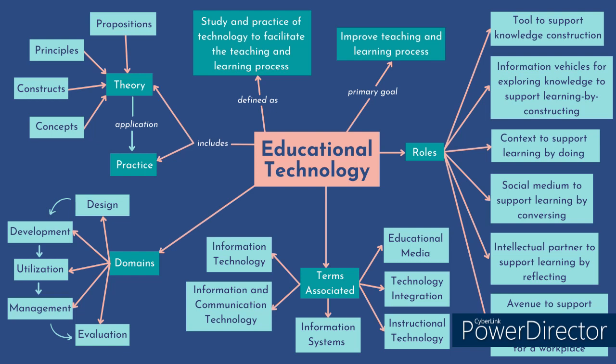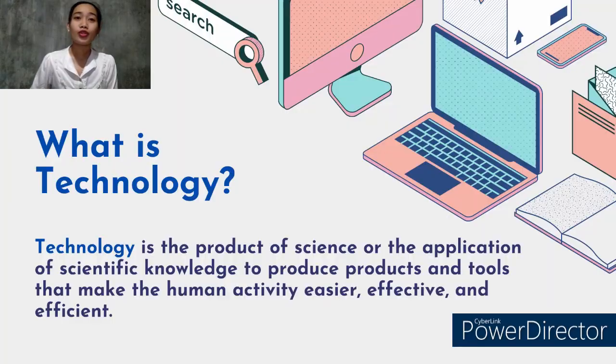But before we proceed to discussing educational technology, let us first define technology. So, what is technology? Technology is the product of science or the application of scientific knowledge to produce products and tools that make human activity easier, effective, and efficient. It is also defined as the body of practical knowledge of techniques, processes, methods, and skills used to produce goods and services for the benefit of society.